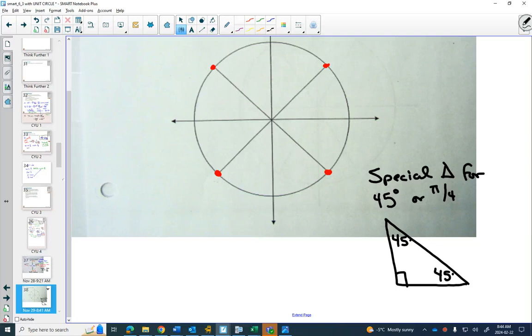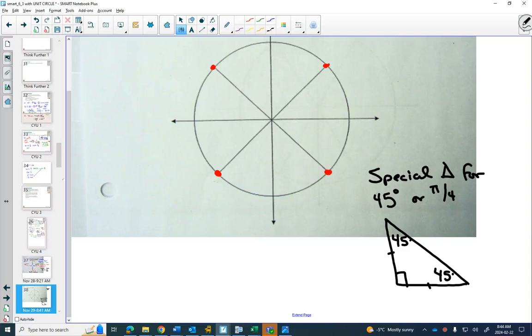Isosceles. This is an isosceles triangle. Isosceles triangles not only have 2 angles the same, but they have 2 sides that are the same as well. And the idea of trigonometry is that sine of 45, cos of 45, tan of 45 is true no matter how big or how small your triangle is.